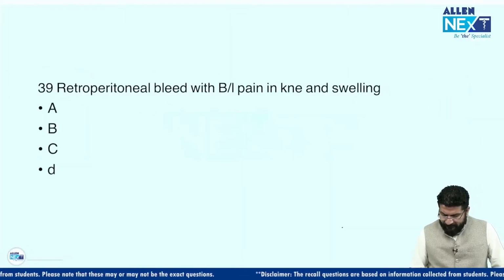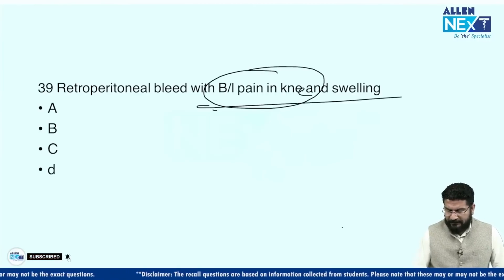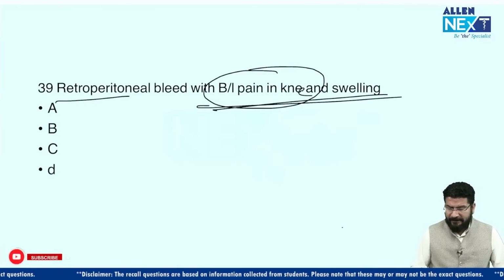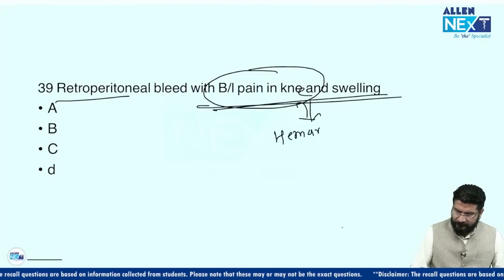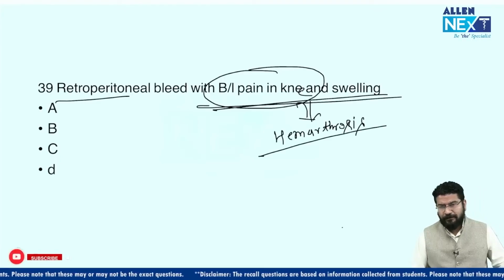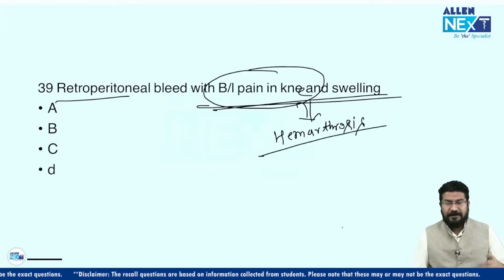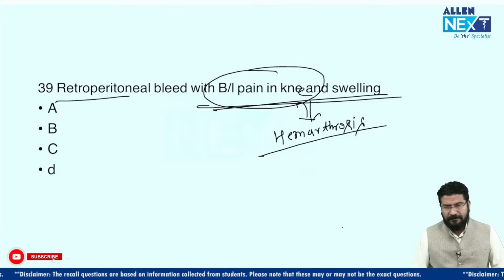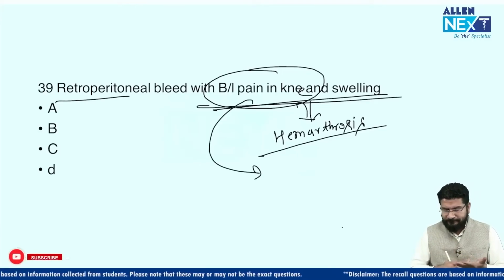Okay, retroperitoneal bleed with bilateral pain in the knee. So this is pain in the knee and swelling. The patient is having retroperitoneal bleed and swelling, so it's like hemarthrosis. When you see petechiae, purpura, these are seen in platelet disorders, that is a disorder of primary hemostasis. Hemarthrosis we generally see in a patient of secondary hemostasis disorder, that is clotting factor disorders, like hemophilia A, B, C.